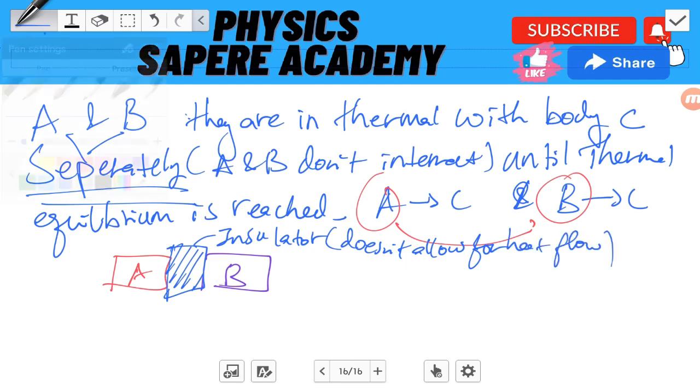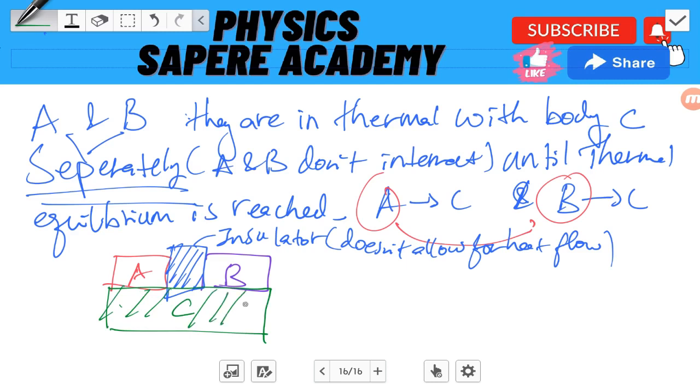But now let me suppose that እነዚህ ሁለቱ bodies are in contact ከሌላ object ጋር. Let me suppose that this is object C. They are in thermal contact with this object C. Now we know that object A and object B are not interacting because they're separated by an insulator, but they are both interacting with object C. Now let me suppose that object A እና object C እና object B እና object C are in thermal equilibrium.